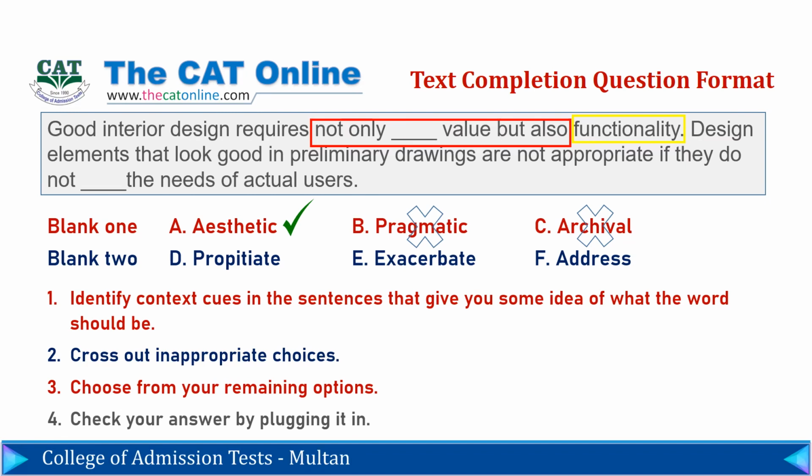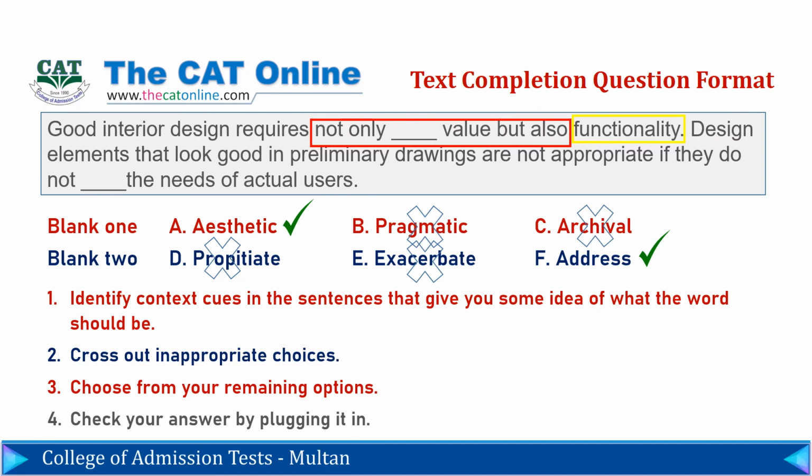So we know we want a word like meet or answer. D doesn't work, because you can propitiate a person by meeting their needs, but you can't propitiate a need. E doesn't work because exacerbate is too negative. So, we're left with only choice F for blank 2. At this point, if we had multiple potential options for each blank, we could plug them all in to compare them and see which choices work well together.